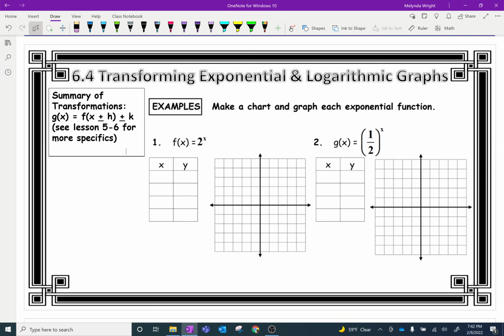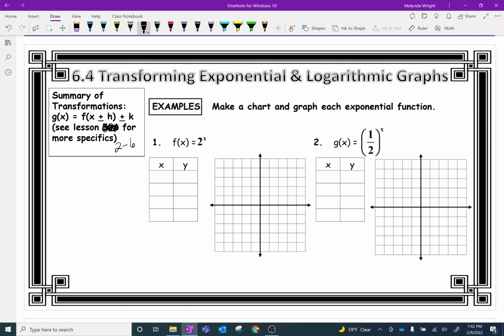Right, let's take a look at today's lesson. So we're going to be graphing exponential and logarithmic graphs and working with transformations. We have done that before. Actually, it was a different unit. We did this in Unit 2, Lesson 6. So if you want to review what all the plus h and minus k mean, you can get some more specific detail there in Unit 2, Lesson 6.